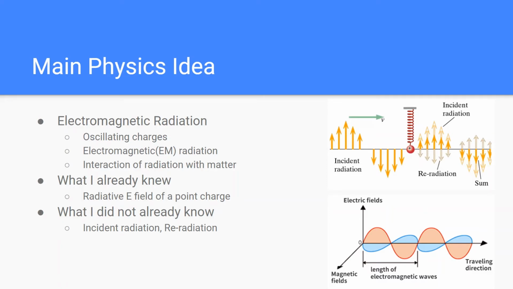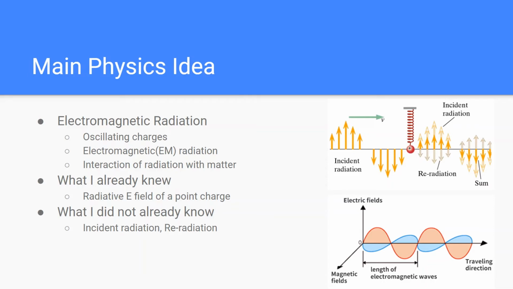And we also looked at the electromagnetic radiation when there is an interaction of radiation with matter. And as you can see on the right, when there is incident radiation that's coming in at a certain velocity, it is going to cause the moving charge to have re-radiation. And this re-radiation can be superpositioned with the original incident radiation to find the total sum of the electric field.